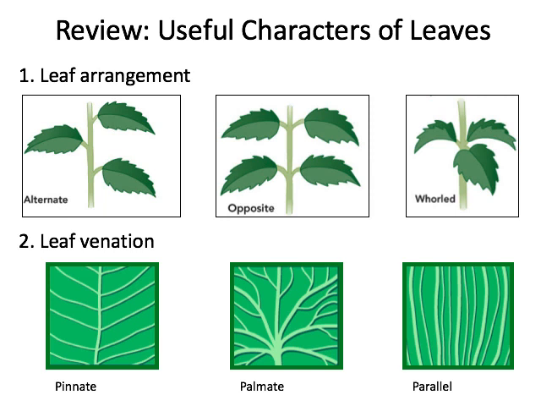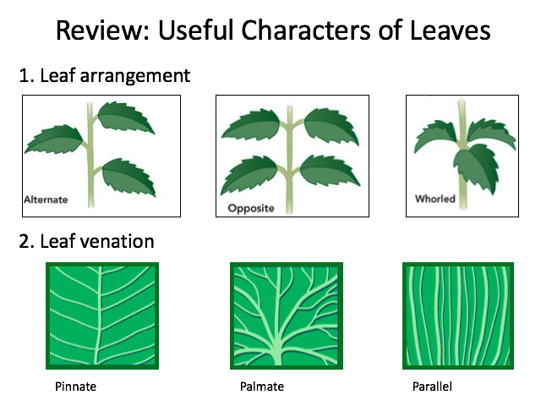Review some useful leaf characters that we previously discussed this semester. Now, these arrangements and vein patterns are very basic. Remember that there are many plants that don't follow these exact general rules, but we like to learn the general rules for the purpose of the exam. Leaf arrangement comes in three different ways: alternate, which is one leaf per node; opposite, which is two leaves per node; and whorled, which is three or more leaves per node.